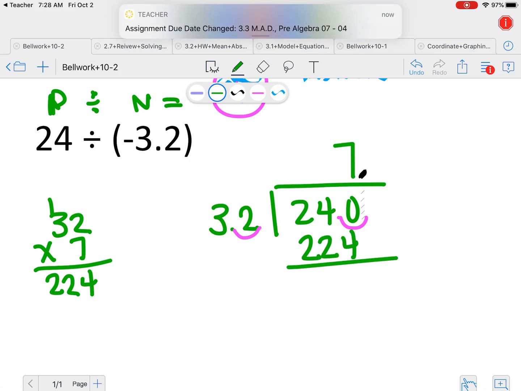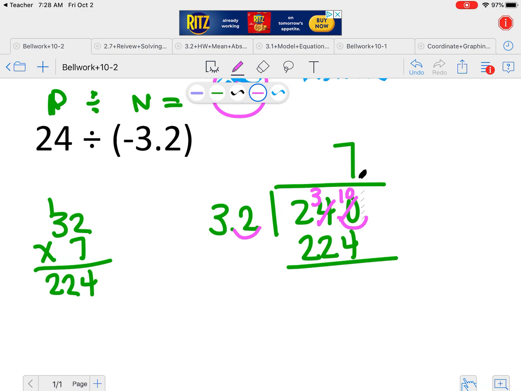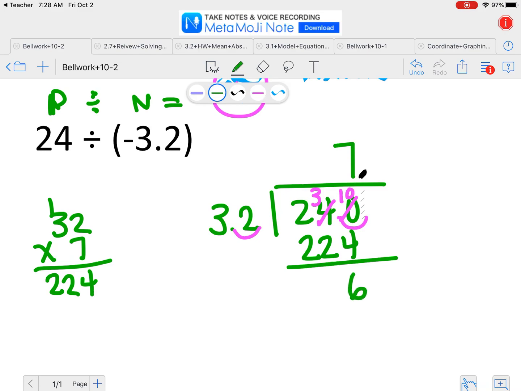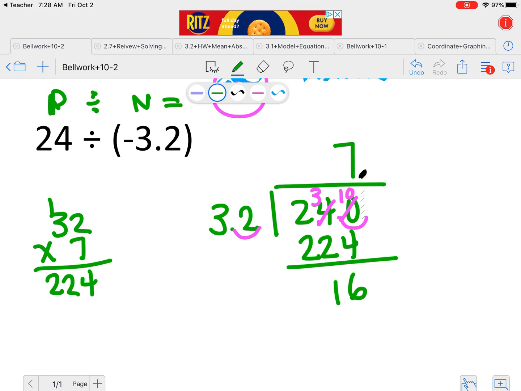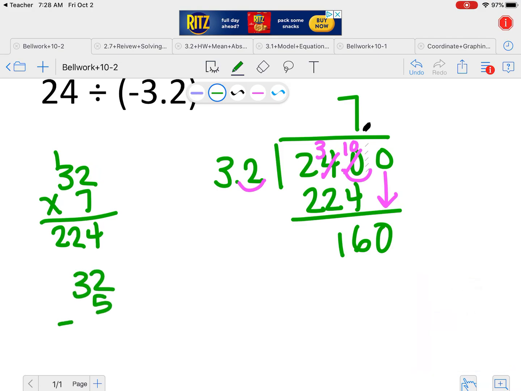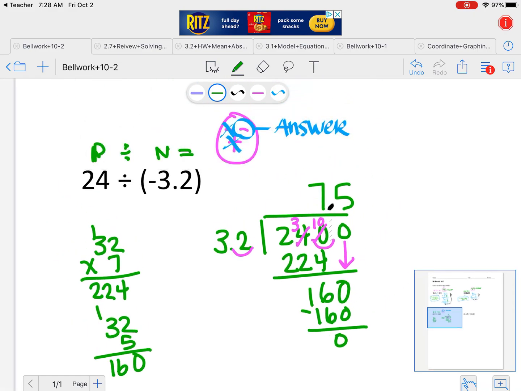7 times 2 is 14, and 7 times 3 is 21, plus that is 22. Okay, that's pretty close, so 7 looks like it's going to be the best number. I'm going to subtract 224. When I subtract, I have to borrow. And now I can do 10 minus 4 is 6, and 3 minus 2 is 1. I have 16. I need to add a 0 and then bring it down. 160. I think this is going to be 5. So just let me test that out. 32 times 5. 5 times 2 is 10, 15, 16. Okay, that worked out. So 5 is going to be my number. It was a perfect 160 with no remainder.